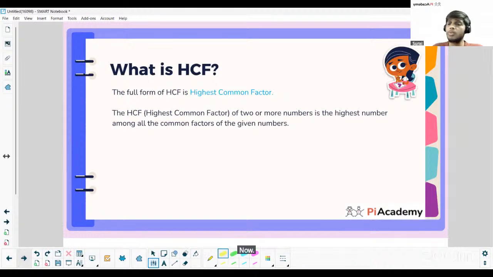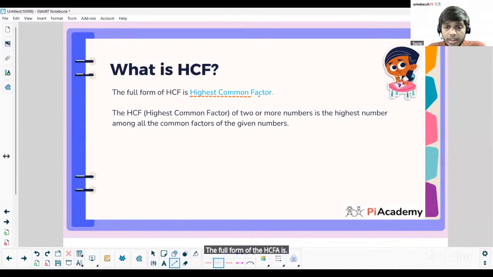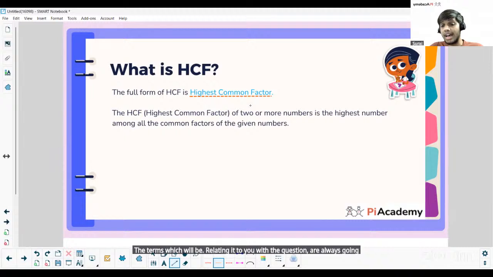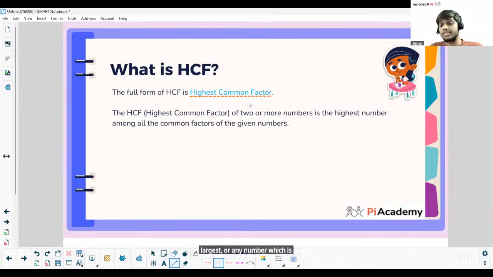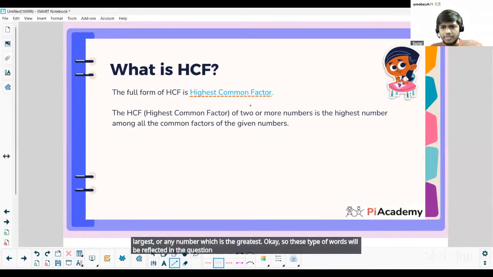Now let us quickly move on to the next slide and learn about HCF as well. The full form of HCF is highest common factor. The terms which will relate it to the question are always going to be highest, largest, or any word meaning the greatest. These types of words will be reflected in the question as well. You just have to identify that this is how I will be calculating the HCF for that particular question.